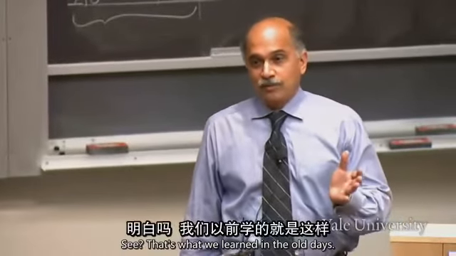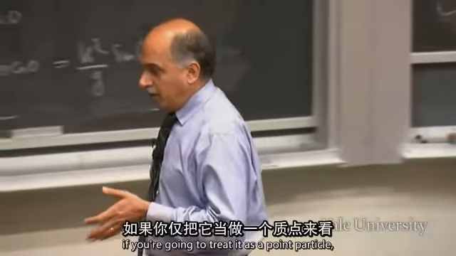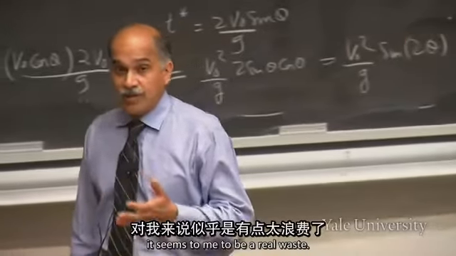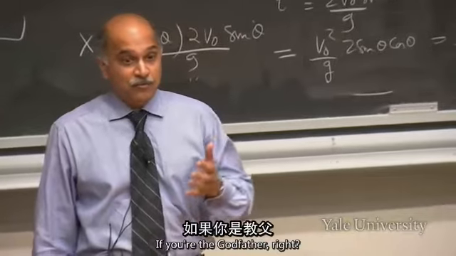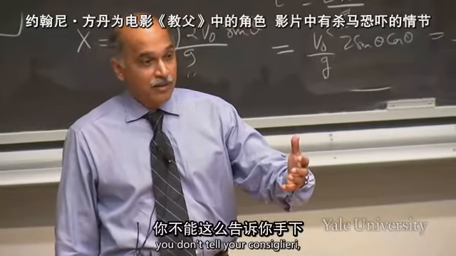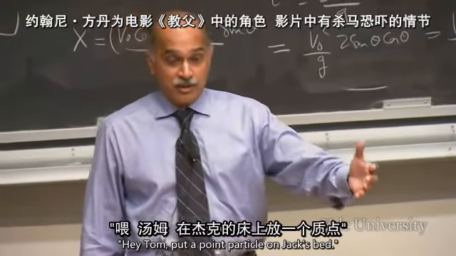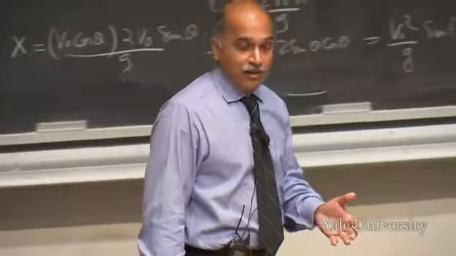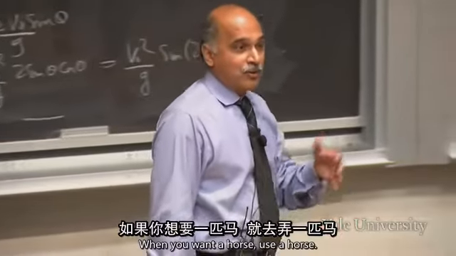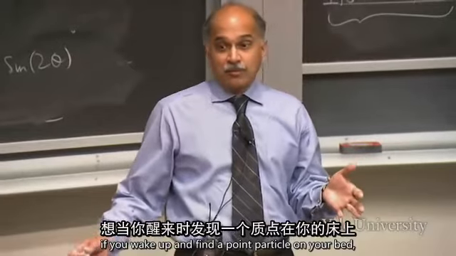Then it says, treat the horse as a point particle. See, that's what we learned in the old days. But nowadays, it's a horse, but in the end, if you're going to treat it as a point particle, it seems to me to be a real waste. If you're the godfather, right, you want to get the contract for Johnny Fontaine, you don't tell your consigliere, hey, Tom, put a point particle on Jack's bed, right? When you want a horse, use a horse. When you want a point particle, if you wake up and find a point particle on your bed, what's your reaction?